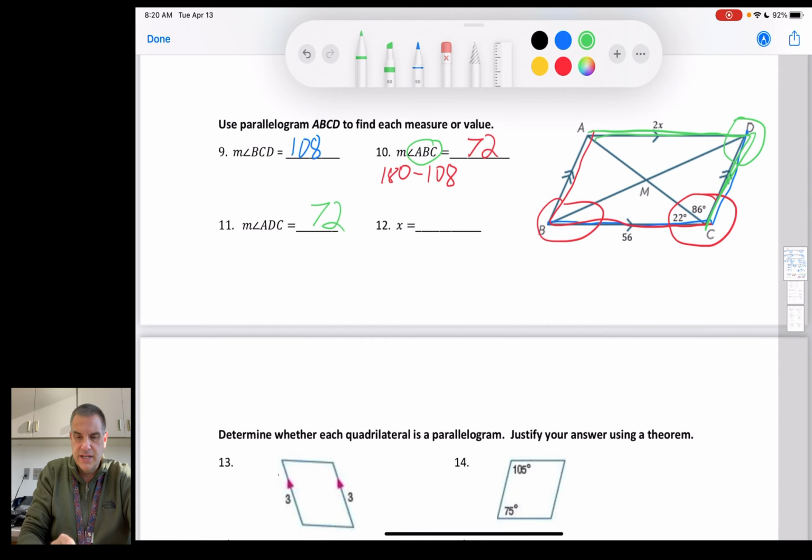And then find x, opposite sides are congruent. So 2x equals 56. So x is equal to 28. So 28 for number 12.